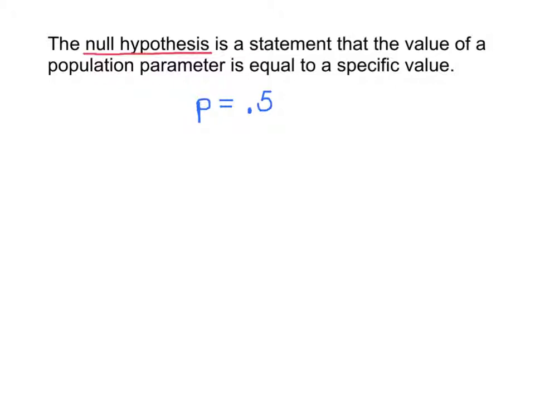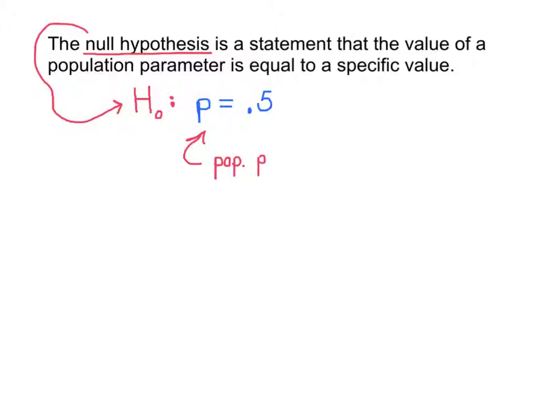In this case, maybe we're looking at a population of campers and the proportion represents how many female campers we'll have. So that's our population proportion. A null hypothesis is written as H with a little 0 down below, H naught. That's how we specify the null hypothesis, H naught. And this P happens to be our population proportion.